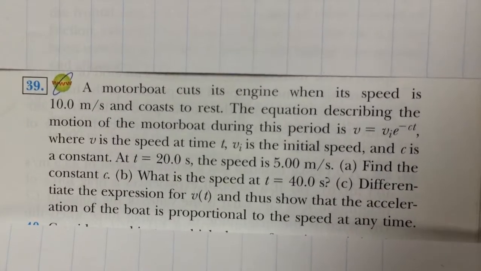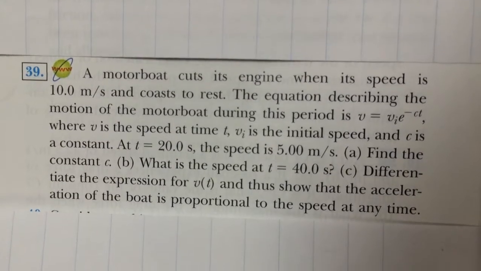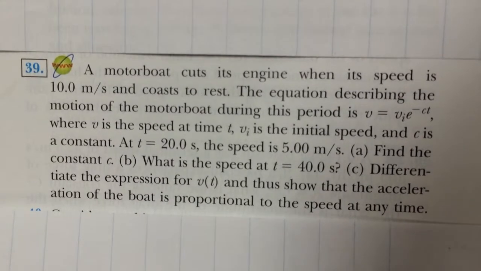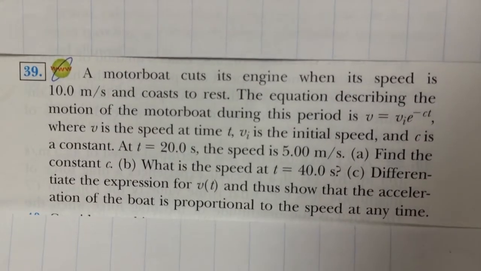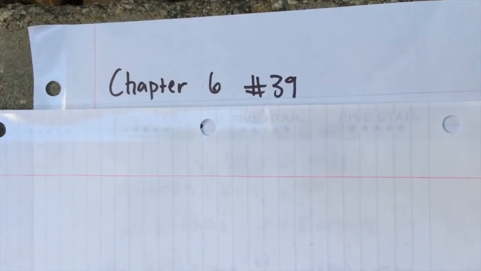A. Find the constant c. B. What is the speed at t equals 40 seconds? C. Differentiate the expression for v as a function of t, and thus show that the acceleration of the boat is proportional to the speed at any time. Alright, so this is problem number 39 from chapter 6.